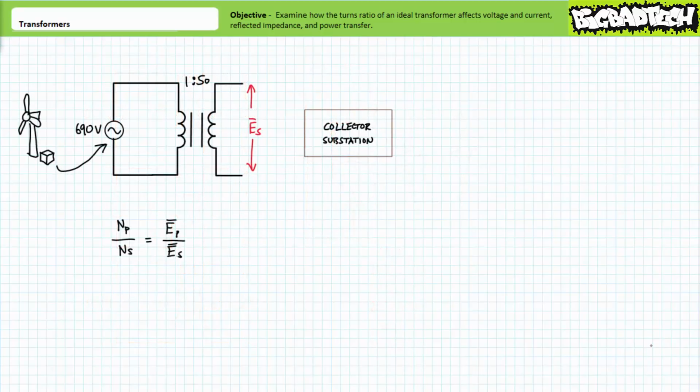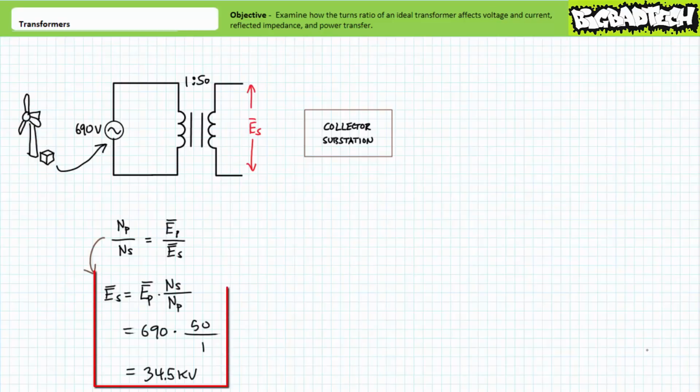Transformers needn't always step down primary voltage. Consider a step-up transformer with a 1 to 50 turns ratio used to step up the 690-volt output produced by a wind turbine generator for delivery to the wind farm collector substation, which collects, hence the name, the output of the numerous turbines in the farm. In this case, a simple algebraic rearrangement of the turns ratio equation demonstrates the secondary voltage of this step-up transformer to be 34.5 kilovolts. Our output voltage would be 50 times our input, as we'd expect.